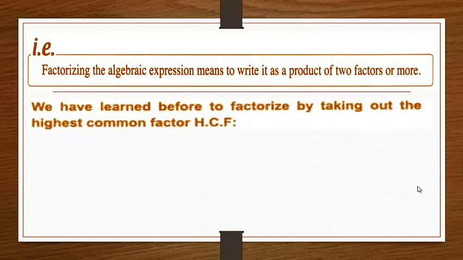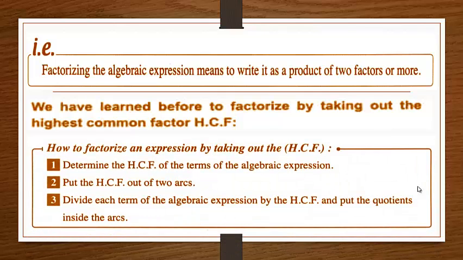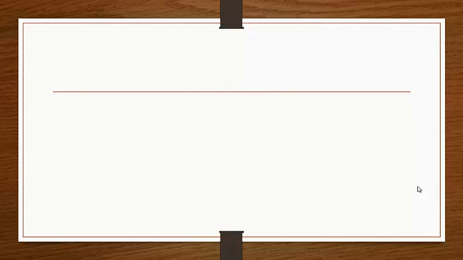Also, we have learned before to factorize by taking out the highest common factor, which is called the HCF. How can we factorize an expression by taking out the highest common factor? The first step: determine the highest common factor of the terms of the algebraic expression. Second, put the highest common factor outside the two arcs. Then divide each term of the algebraic expression by the highest common factor and put the quotient inside the arc.